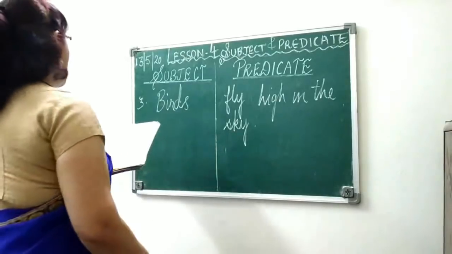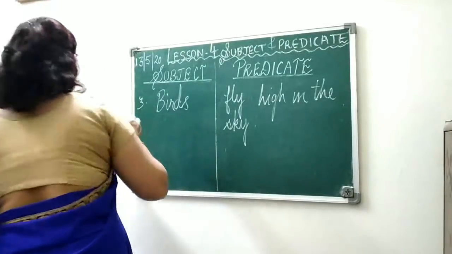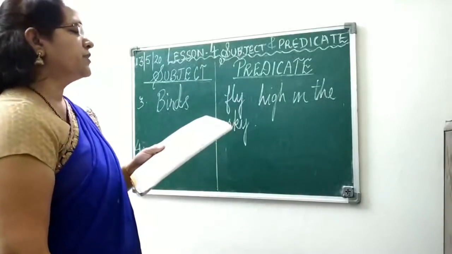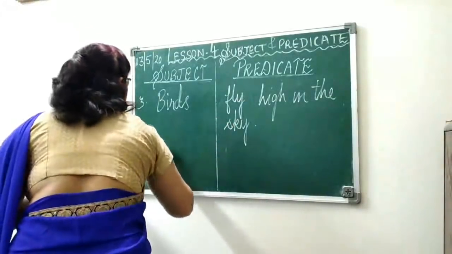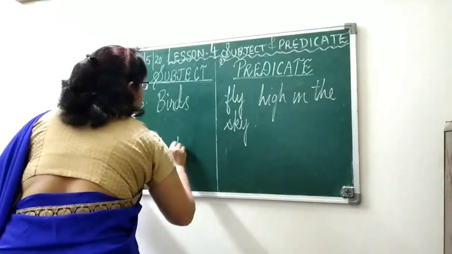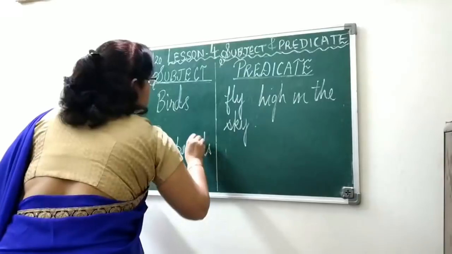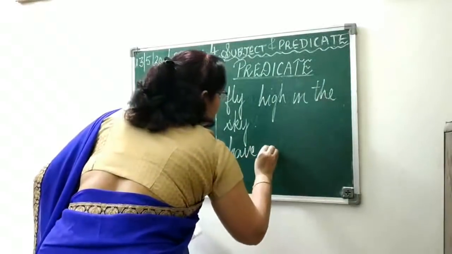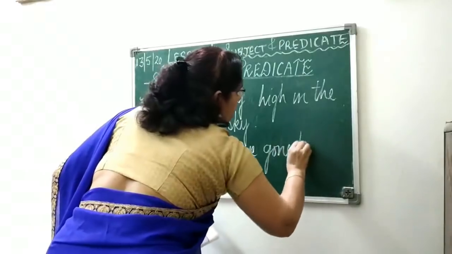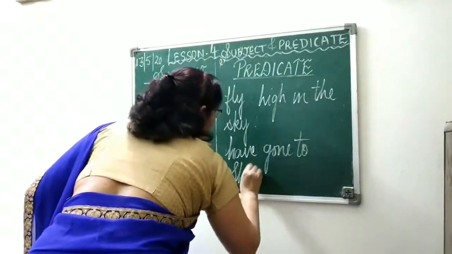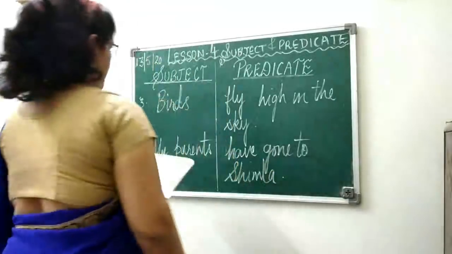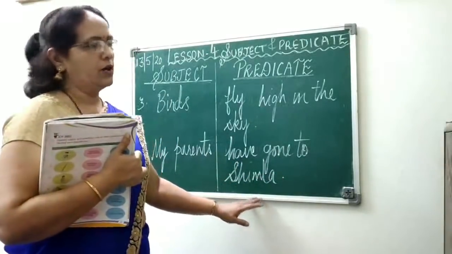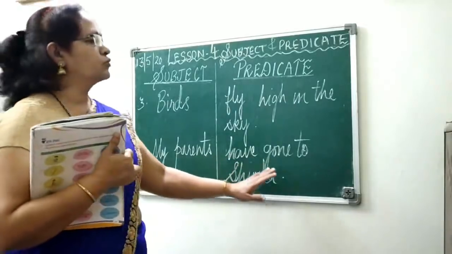Now let's see the fourth one. Fourth one is my parents have gone to Shimla. Now which one is the subject here? My parents. My parents is a subject and have gone to Shimla is a predicate. My parents is a naming part and have gone to Shimla is a doing part.